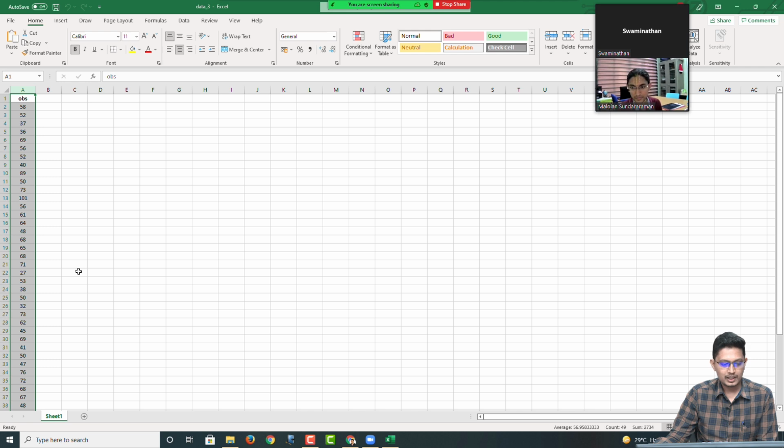So again, as usual, we have a single column. This time we have around 49 counts, which means that we have 48 observations and one header, right? I don't think we can derive a lot of insights from this Excel file. So therefore, let's load it on to the Google Colaboratory and then start with the descriptive statistics.